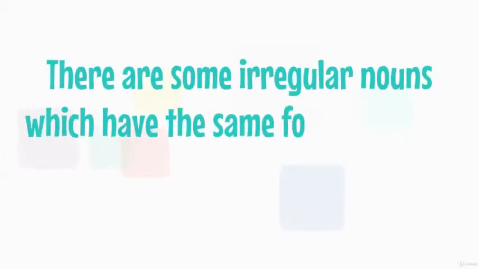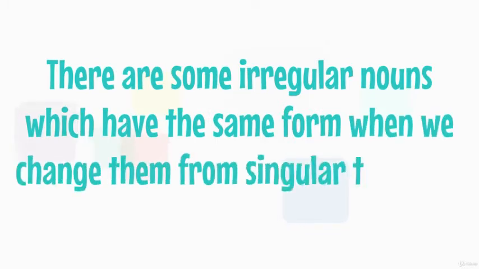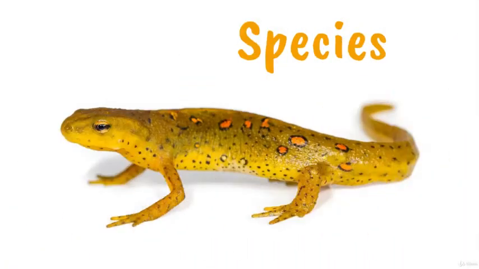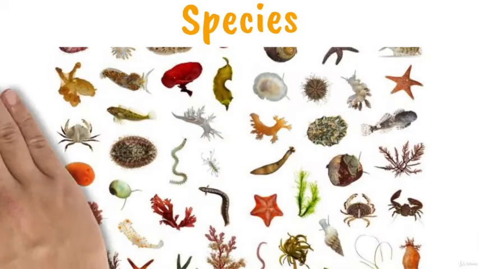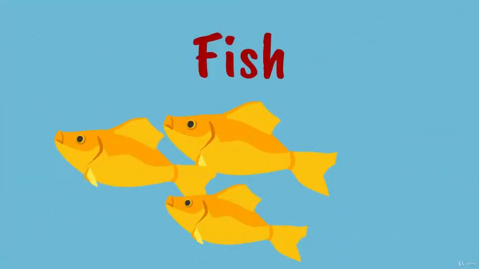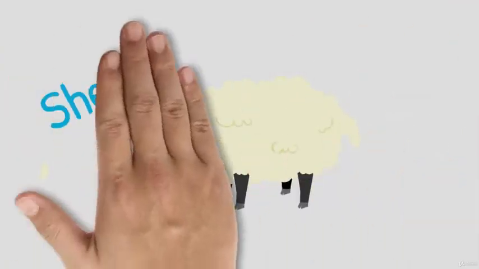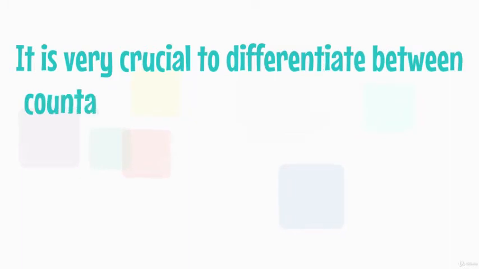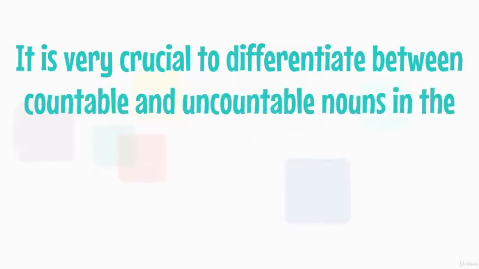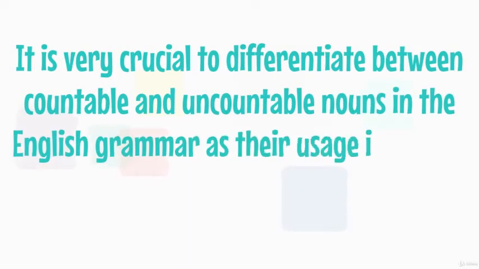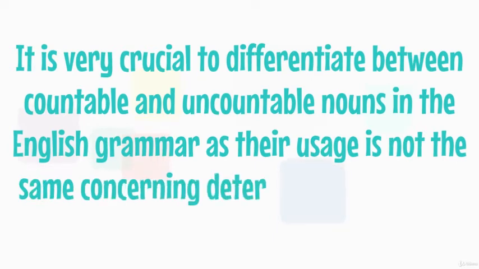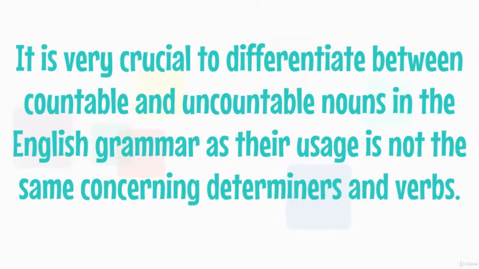There are some irregular nouns which have the same form when we change them from singular to plural. Species, species. Fish, fish. Aircraft, aircraft. Sheep, sheep. It is very crucial to differentiate between countable and uncountable nouns in the English grammar, as their usage is not the same concerning determiners and verbs.